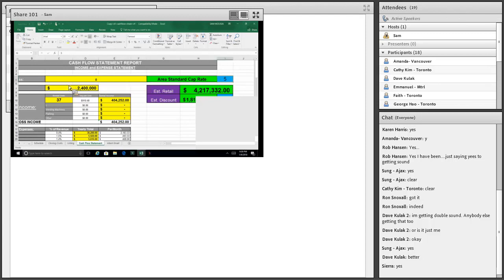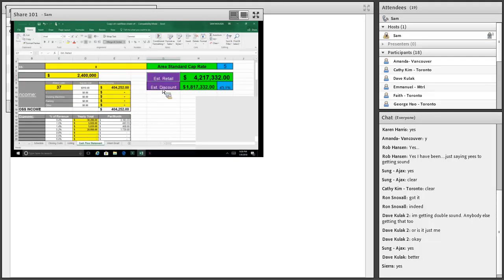Okay. So the standard cap rate is, let's say, 5, right? What this is going to do for us is give us an estimated retail value, an estimated discount based on the income numbers, but we'll come back to that. Okay.